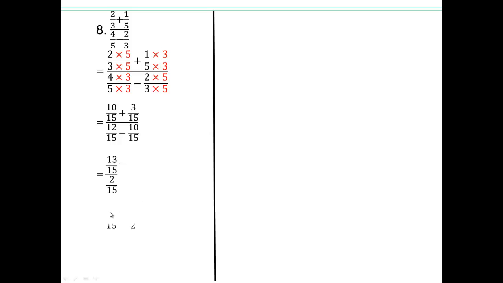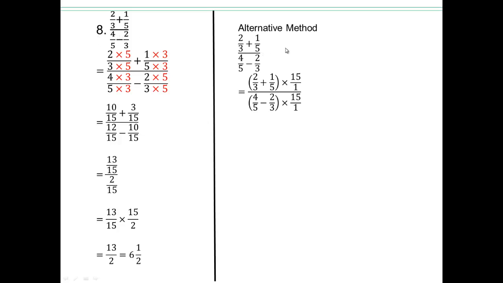And now what? Multiply by the reciprocal. The 15s cancel each other out and give you 13 halves, or 6 1/2. There is an alternative method sometimes people do, and that is to look across all the fractions for the common denominator, and multiply both numerator and denominator by 15 over 1. So using the distributive property then, 2/3 times 15 over 1 plus 1/5 times 15 over 1.